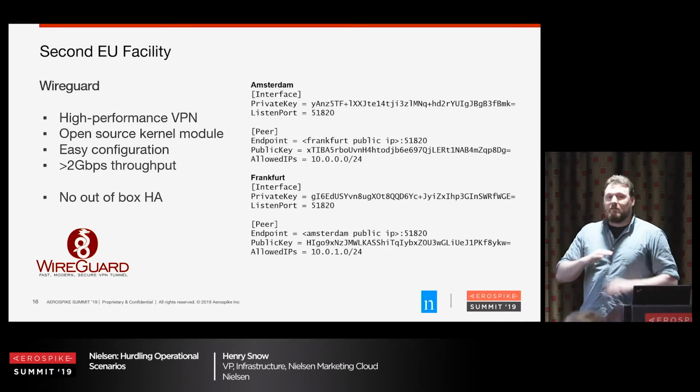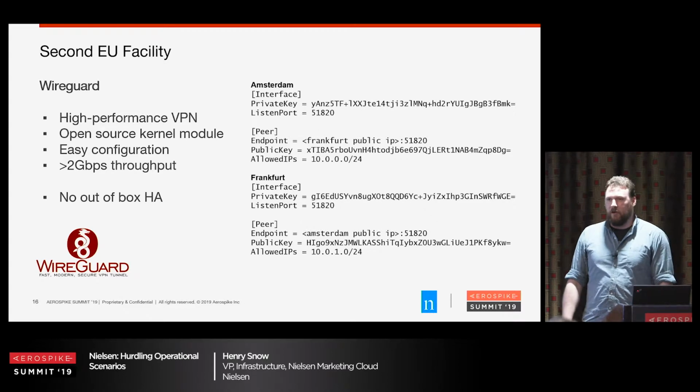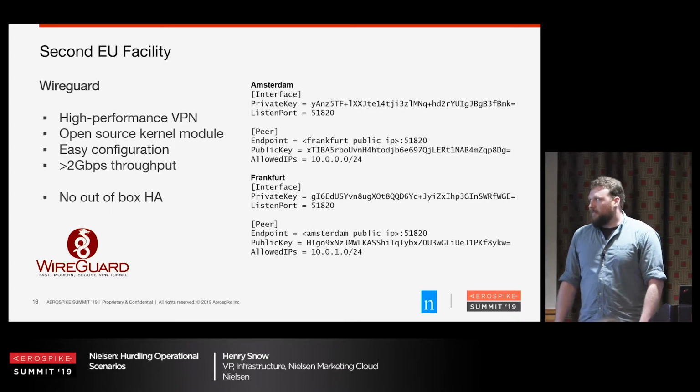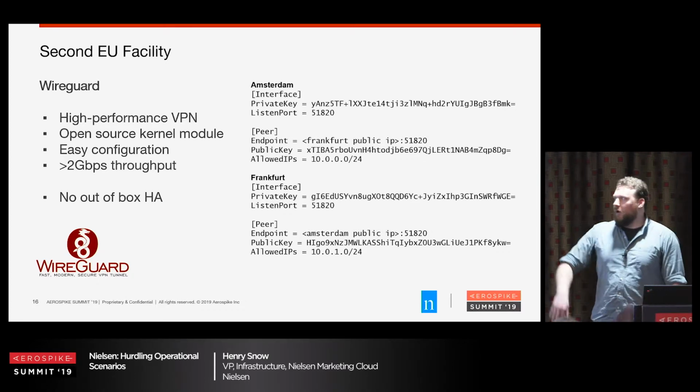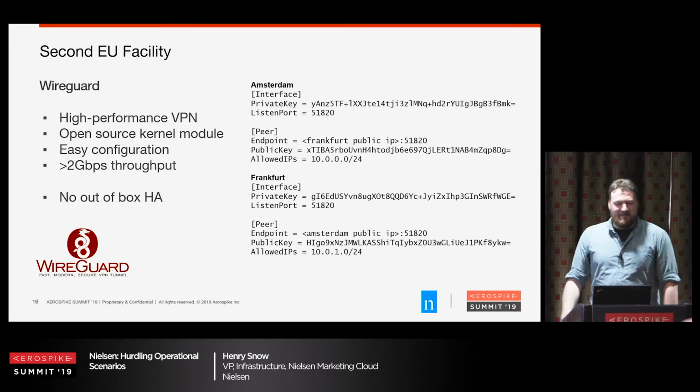Right down here on the side, this is literally all the WireGuard config for setting up a secure tunnel between 2 facilities. There's no more config than this. I'll let that speak for itself. These are not the actual keys, but those are from the WireGuard example online.